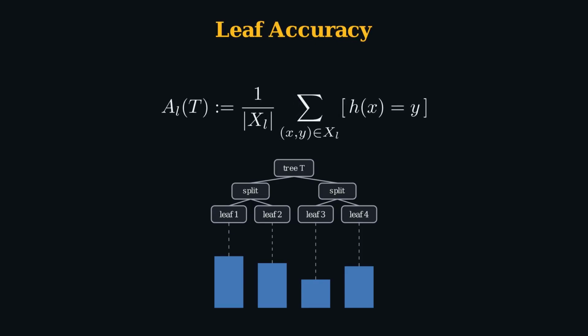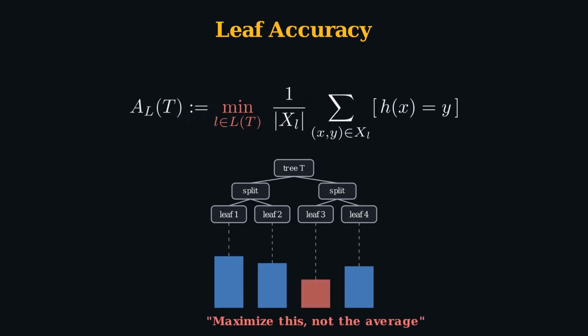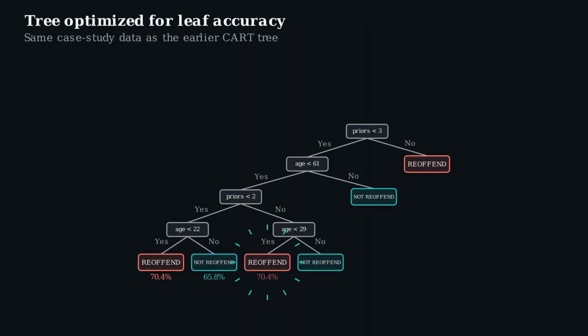Instead, we propose leaf accuracy. Measure the accuracy inside each leaf separately and take the minimum across all leaves. That's the number we maximize. When the tree is trained this way, the worst leaf stops being close to a coin flip. Its test accuracy jumps from 45% to 62%.